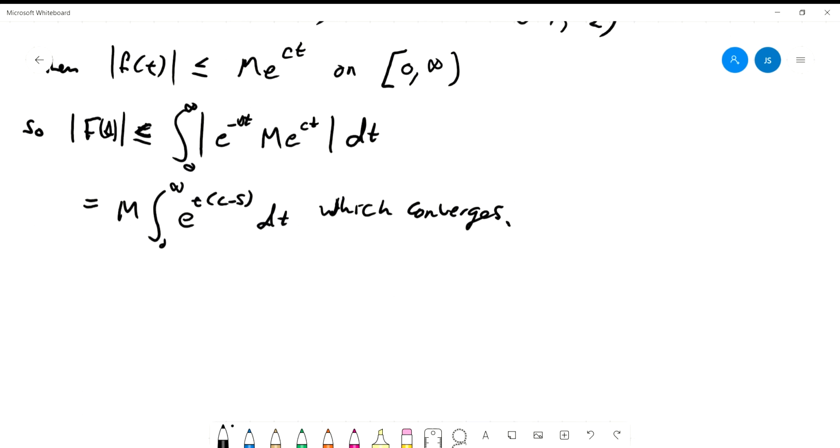And so therefore, not only does it converge, it actually is equal to M over s minus c. That's what we need to say. And the limit as s goes to infinity of this is 0, just like we said. So this is smaller in absolute value than something that goes to 0, so it must also go to 0.